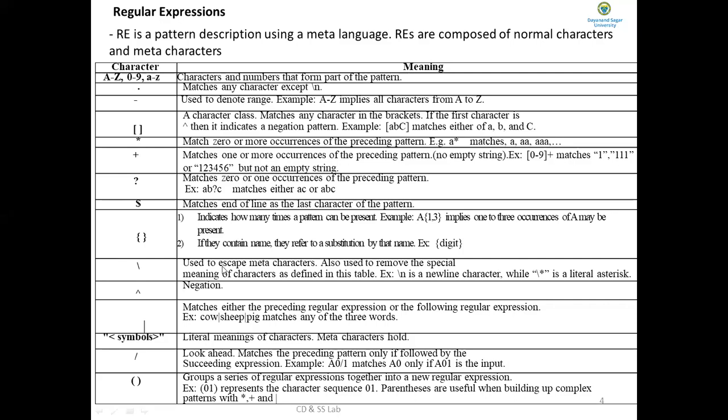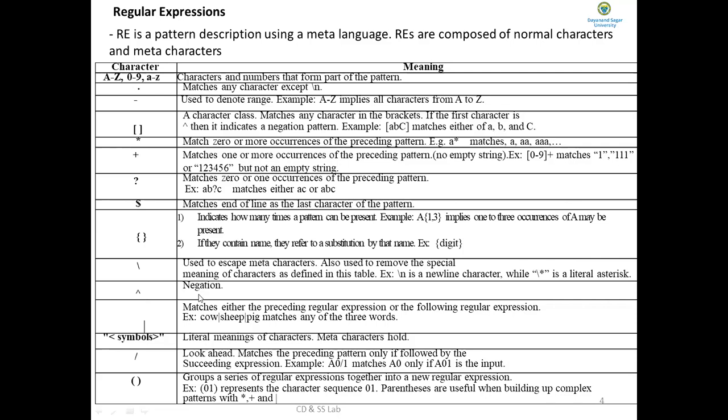Then backslash used to escape meta characters. You already know this. Also used to remove the special meaning of characters as defined in this table. Example, \n is a new line character, and while \*. Okay. So in order to remove the special meaning of this star, no, okay, you can write it as \*. Okay. And then it matches the special character star as it is.